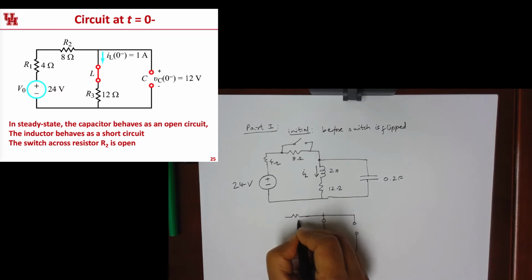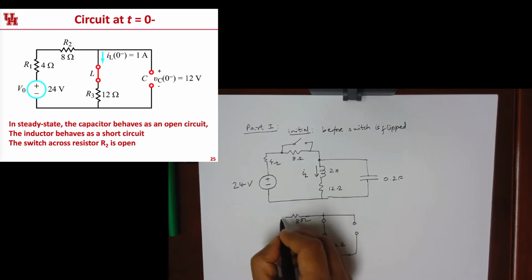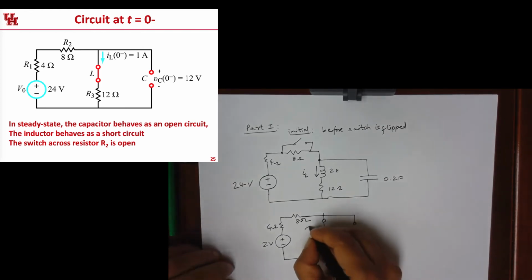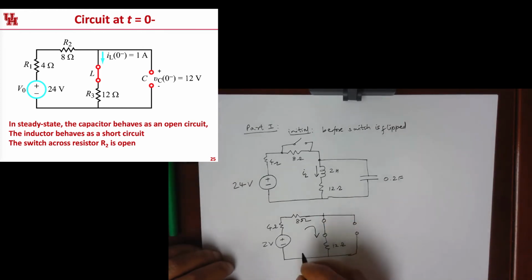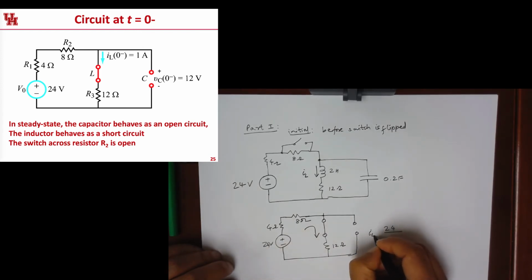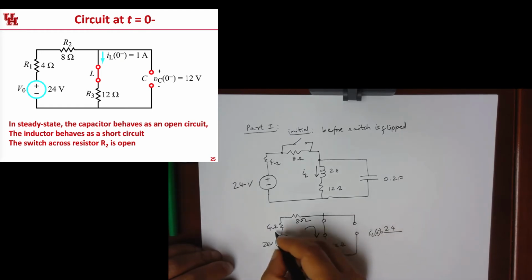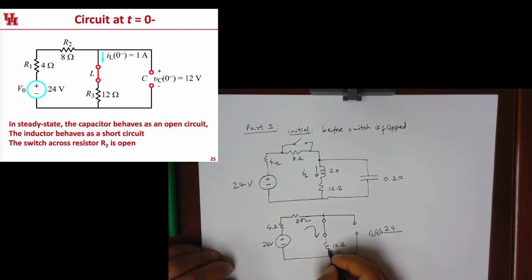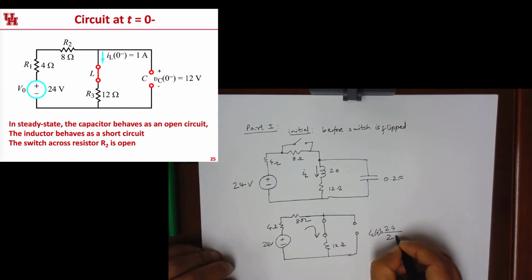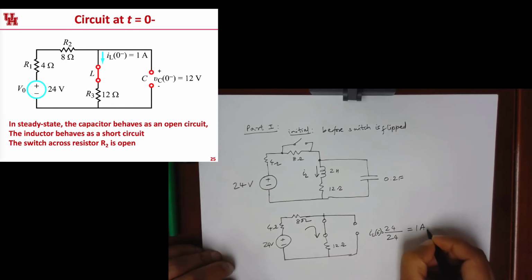But this 8 ohm resistor is going to be there, and then this 4 ohm guy is going to be there, and this 24 volt source is going to be there. It's going to be like that. So now the initial current is going to be 24 volts divided by the sum of these resistors. 8 plus 4 is 12, plus 12, that's going to be 24, so this is going to be 1 amp.